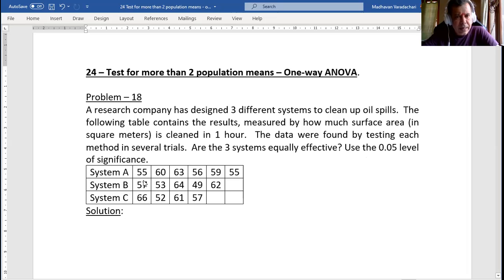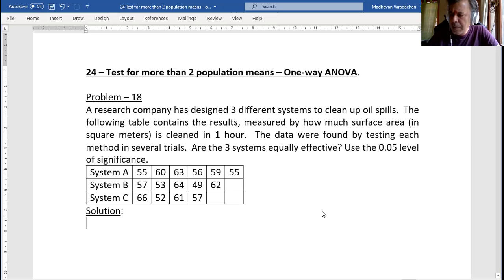So they gave us data about the three different systems and how many square meters are being cleaned within 1 hour. That is what the data is. Since there are three systems, it is concerned with three different population means. So for more than two population means, we'll be using what is called the F test. And for that, we will be doing one-way analysis of variance.